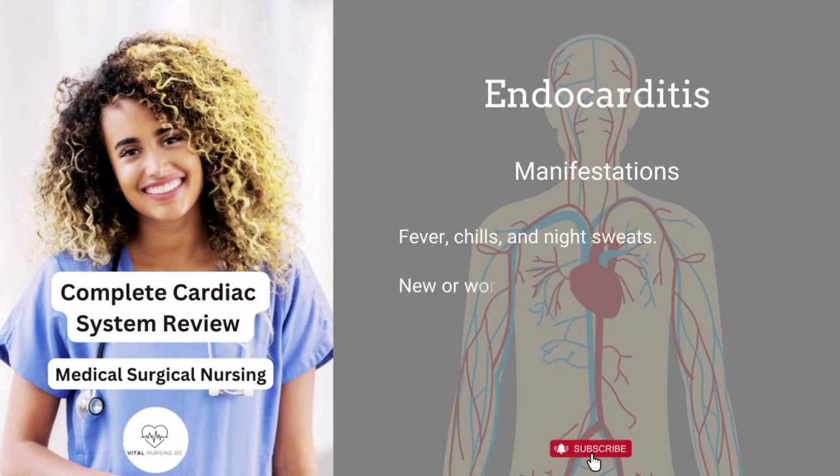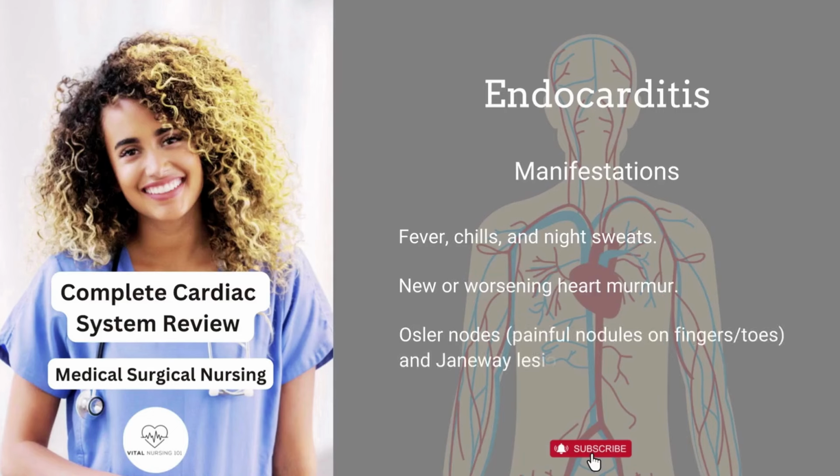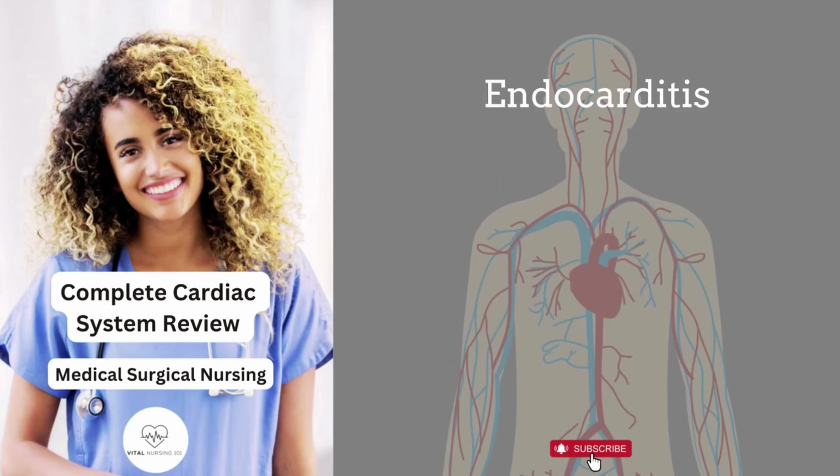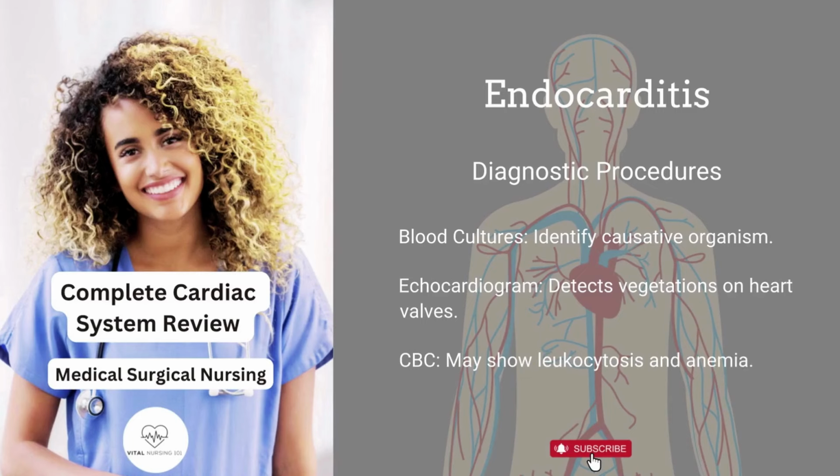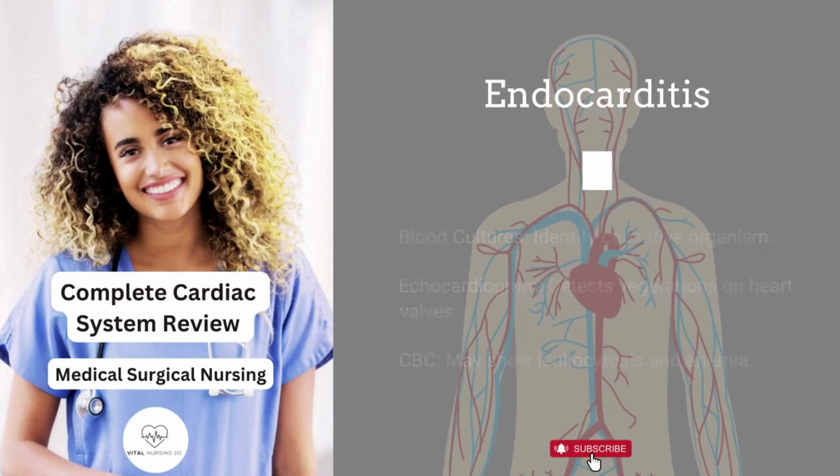Manifestations are the following: fever, chills, and night sweats, a new or worsening heart murmur, Osler nodes, which are painful nodules on fingers or toes, and Janeway lesions, which are painless spots. Diagnostic procedures are the following: blood cultures identify the causative organism. Echocardiogram detects vegetations on heart valves. CBC may show leukocytosis and anemia.